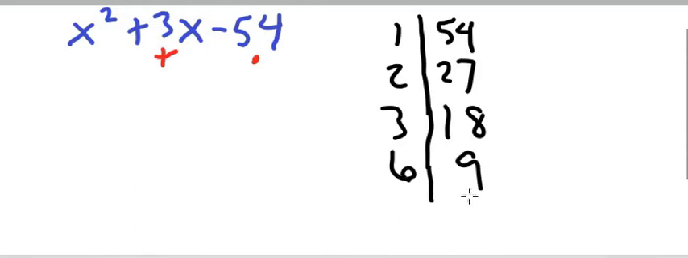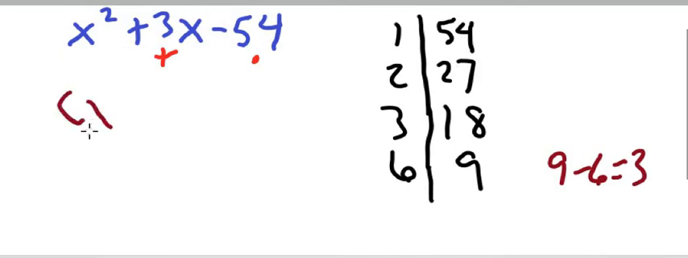Is there any way to get one of those to add up to be a positive 3? Well, yes. If we did a positive 9 and a negative 6, that's going to be a positive 3. So then this would factor into x plus 9, parentheses, x minus 6, and that's going to be our answer.